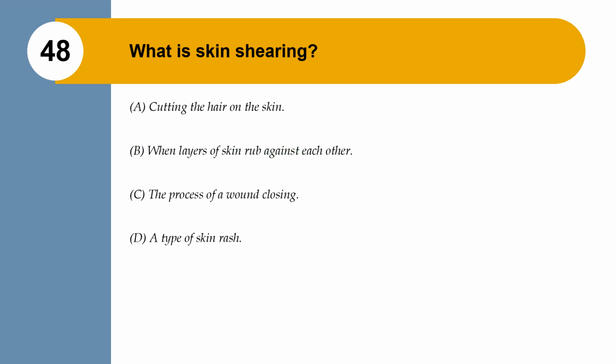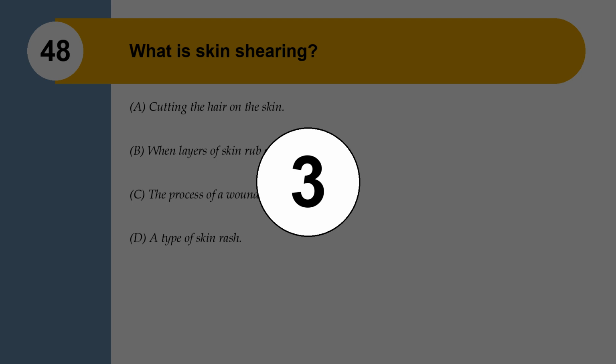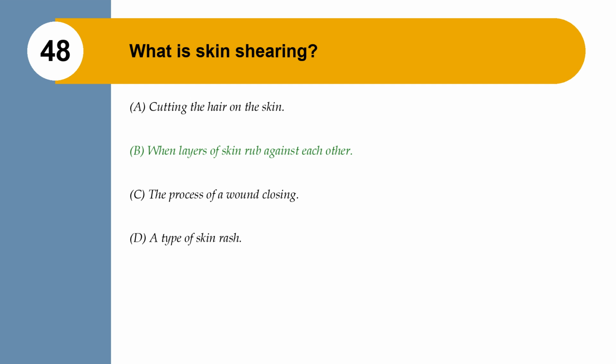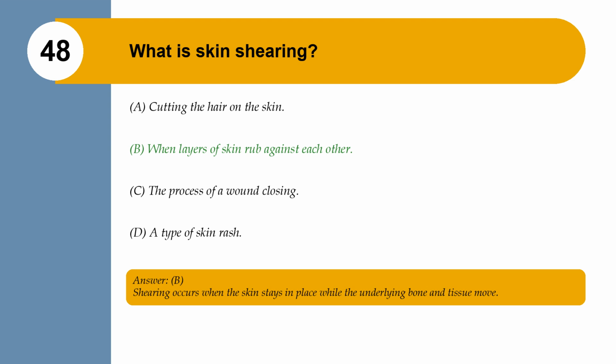Question 48. What is skin shearing? Option A. Cutting the hair on the skin. Option B. When layers of skin rub against each other. Option C. The process of a wound closing. Option D. A type of skin rash. The correct answer is option B. When layers of skin rub against each other. Explanation. Shearing occurs when the skin stays in place while the underlying bone and tissue move.